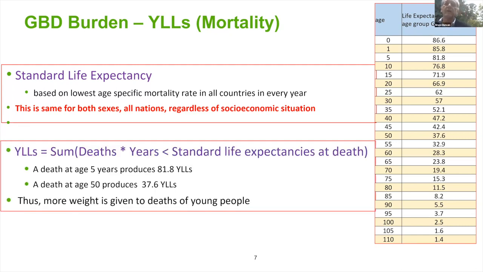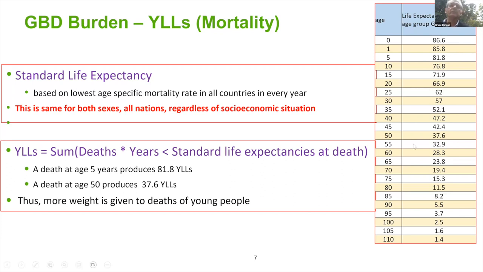And then to calculate YLLs, we have deaths in a given population, for example, if it's Brazil, taken from the Brazilian mortality information system. If someone dies at 5, as you can see from the table, his life expectancy was 81.8 years when he died. So his death contributes 81.8 YLLs, years of life lost. If someone died at 50, it produces only 37.6 YLLs. Thus, more weight is given to deaths that occur among young people.